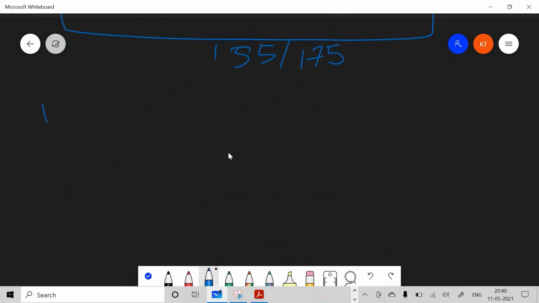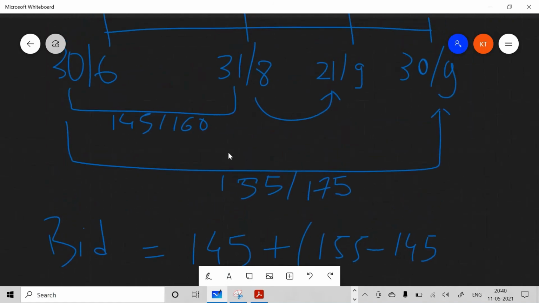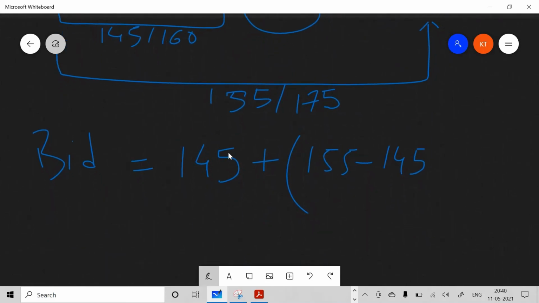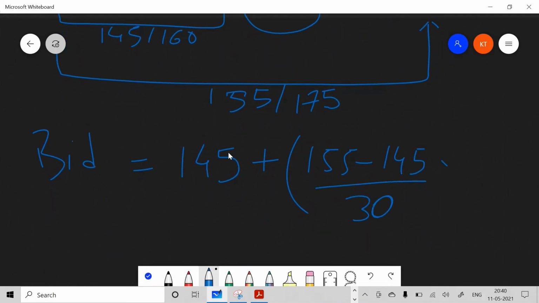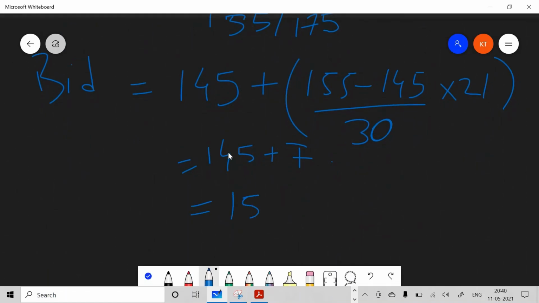So for bid we would have 145 plus the difference, so 155 minus 145. Notice this is the difference for the dates from August till September, and that is for 30 days. We require it for 21 days. So it would be 145 plus 7, and that would come to 152.